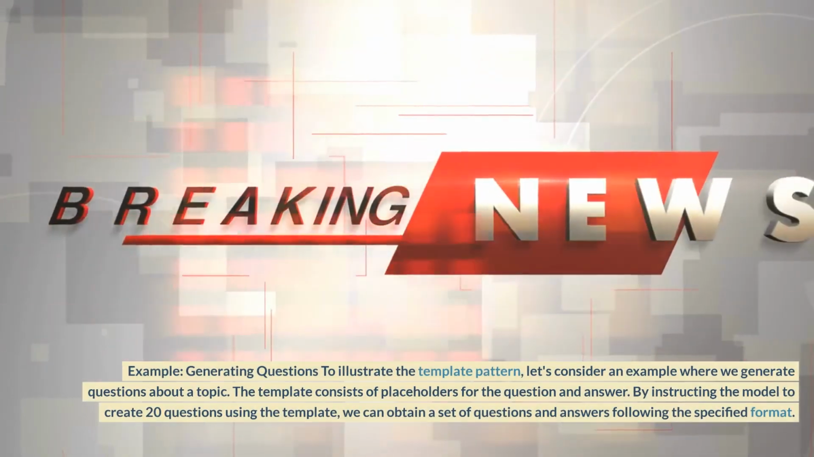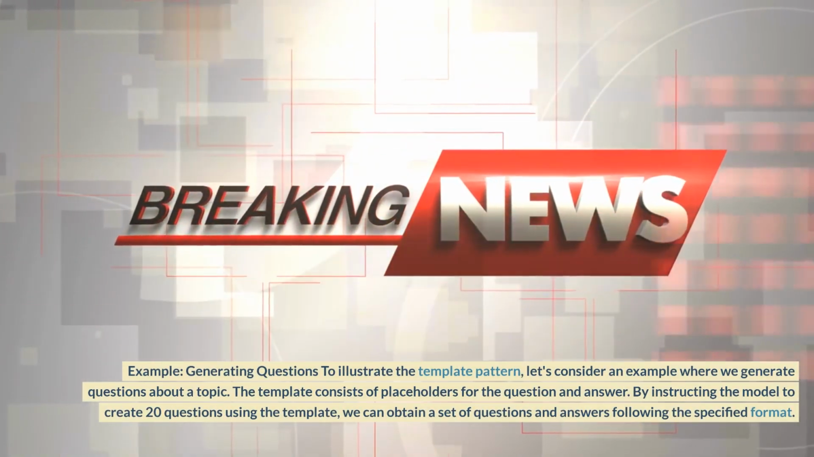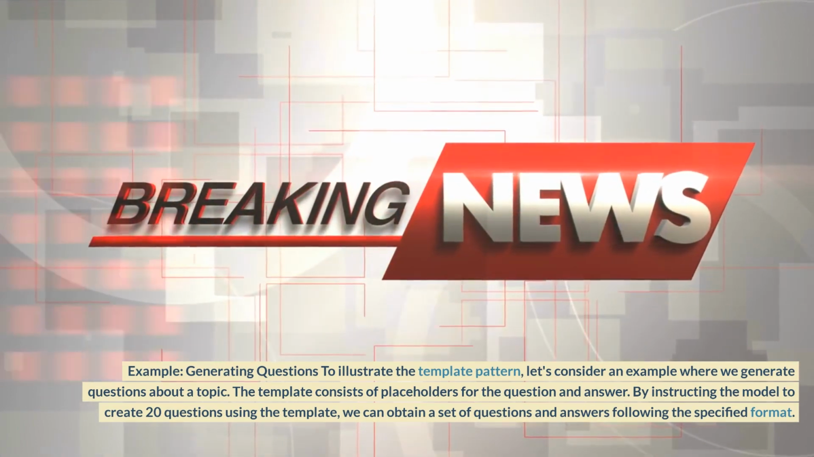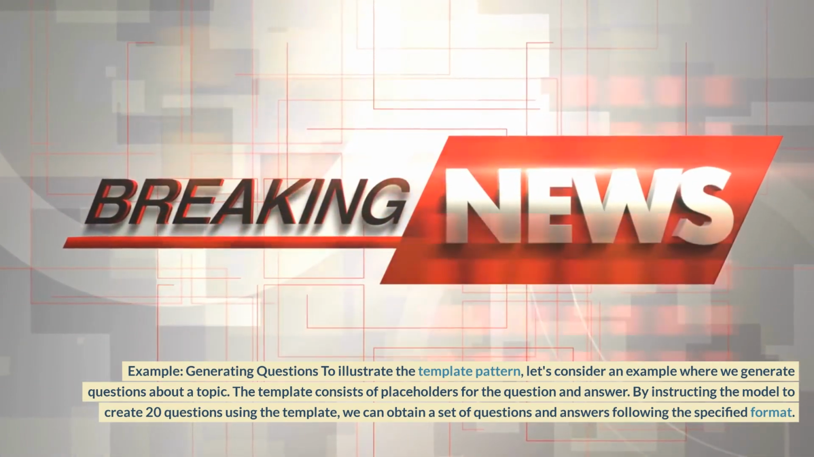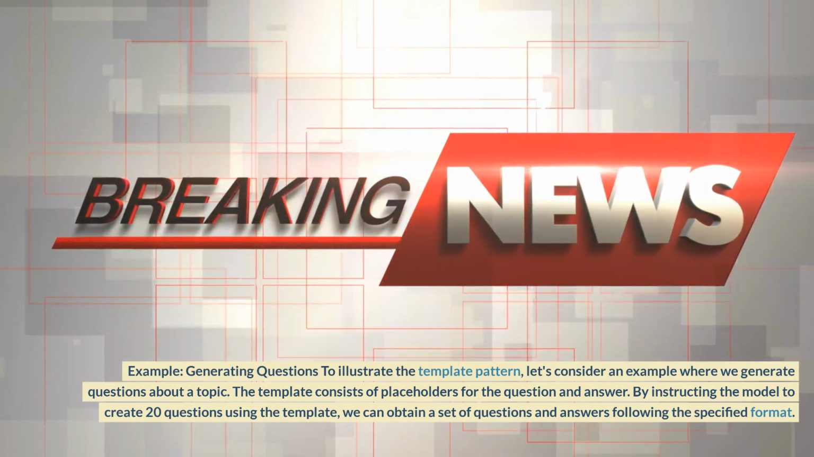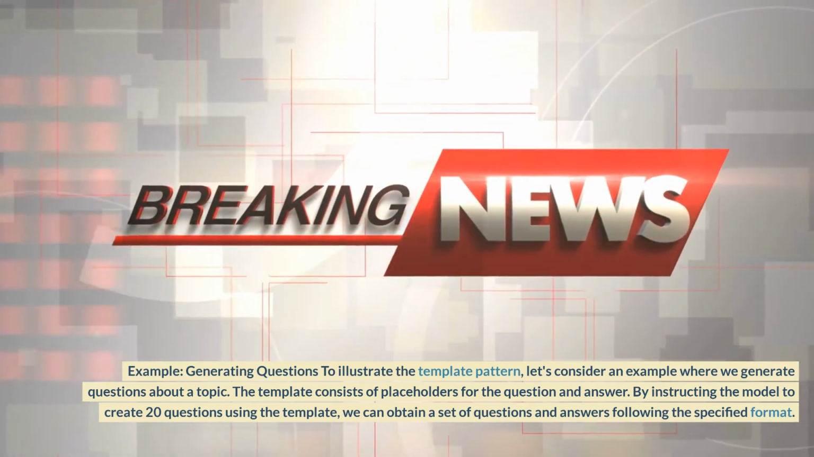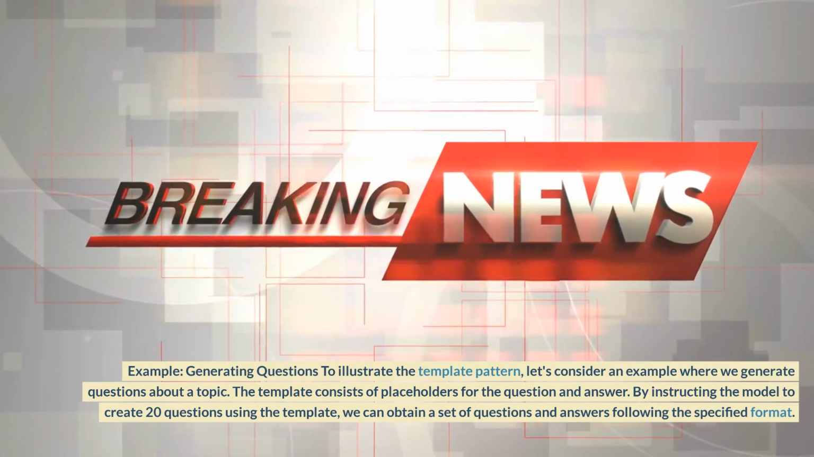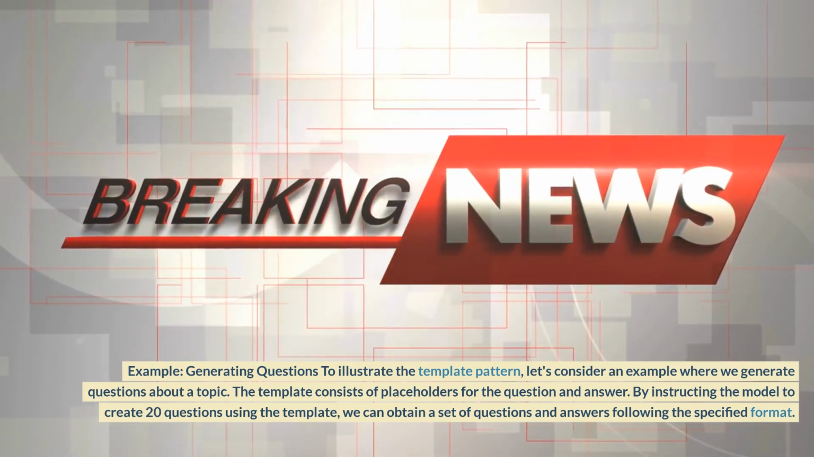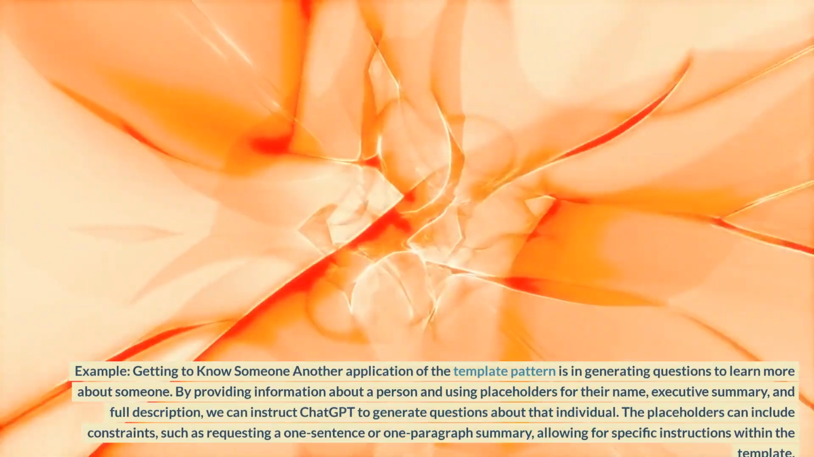Example: generating questions to illustrate the template pattern. Let's consider an example where we generate questions about a topic. The template consists of placeholders for the question and answer. By instructing the model to create 20 questions using the template, we can obtain a set of questions and answers following the specified format.